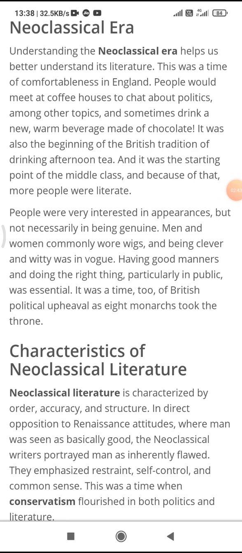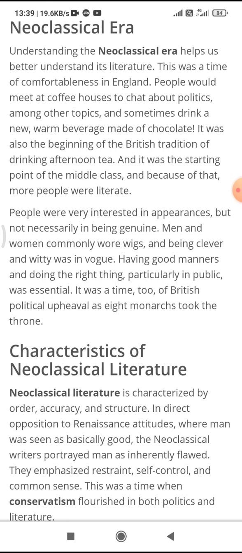This was a time of comfortableness in England. This is very important, that this time was one of comfortableness in England from every perspective. People would meet at coffee houses to chat about politics, among other topics, and sometimes drink a new warm beverage made of chocolate. It was also the beginning of the British tradition of drinking afternoon tea. So, from here, the tradition of taking tea in the afternoon started in England.